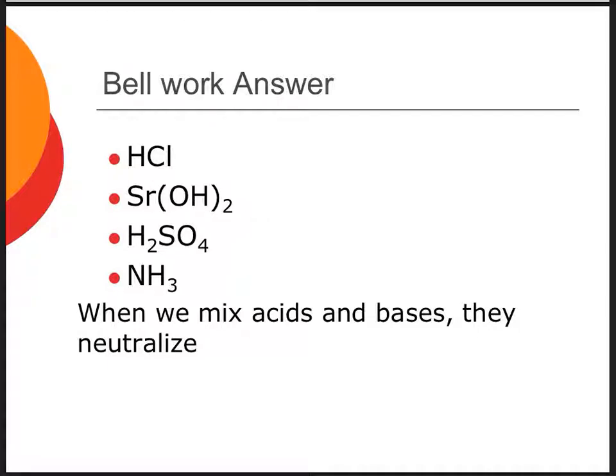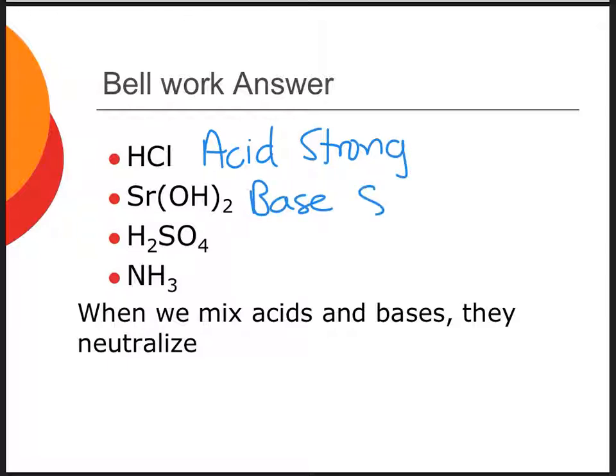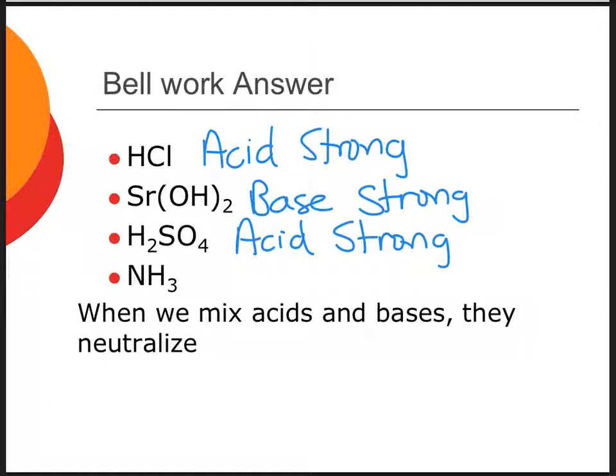So the first one here, HCl, hydrochloric acid, is definitely a strong acid. Strontium hydroxide is a base because it has hydroxide in it, and it is a strong base. H2SO4 you should know as sulfuric acid, and that is a strong acid. NH3 is a base, and it is a weak base.